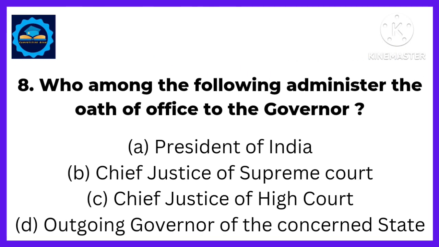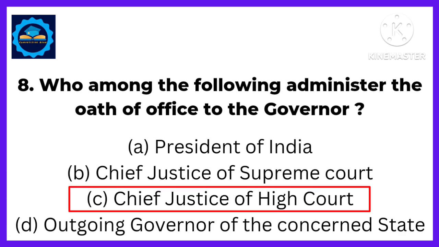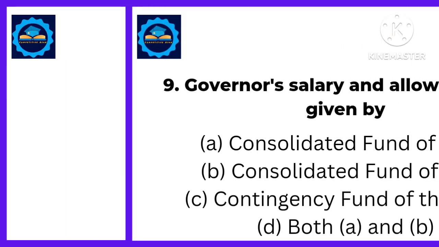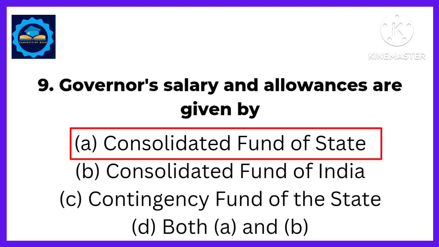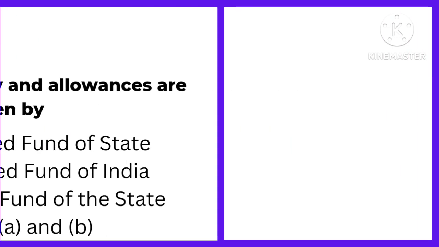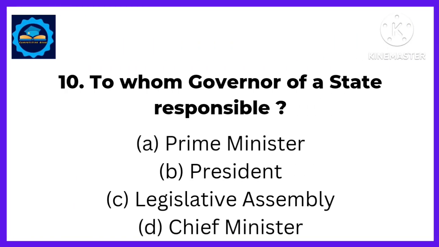Next, who among the following administer the oath of office to the governor? Answer: Chief Justice of High Court. Next, the governor's salary and allowances are given by. Answer: the Consolidated Fund of State. Next, to whom governor of a state is responsible? Answer: is responsible to the president.